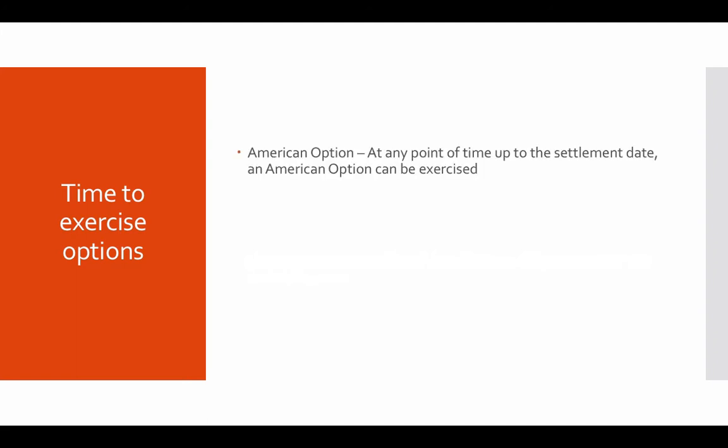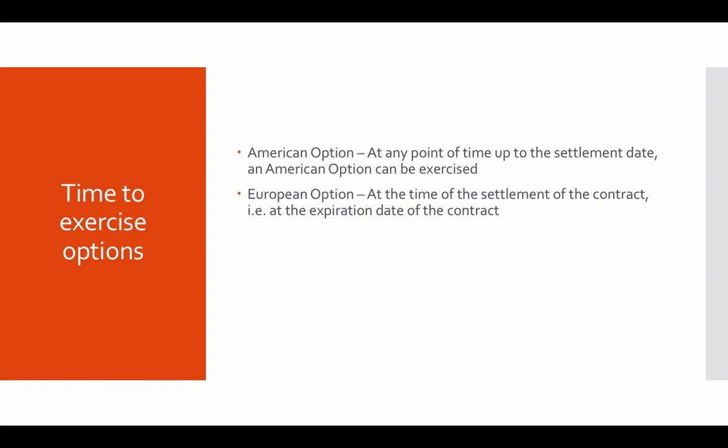Now, finally, the timing to exercise options. Again, there are two kinds of options. The first is an American option, and the second is a European option. Let's look at the American option first. It's an option that can be exercised at any point of time up to the settlement date. That means that prior to the settlement date, which is as per the contract, an option can be net settled. Next is the European option. It's only at the time of settlement of the contract, that is, at the expiration date, that a European option can be settled. It cannot be settled prior to the settlement date.